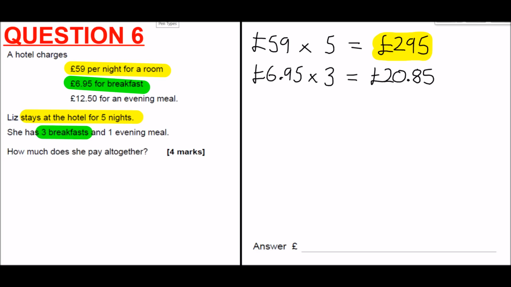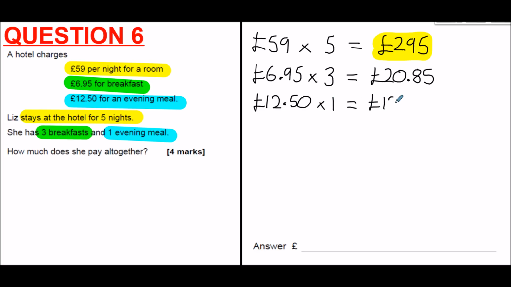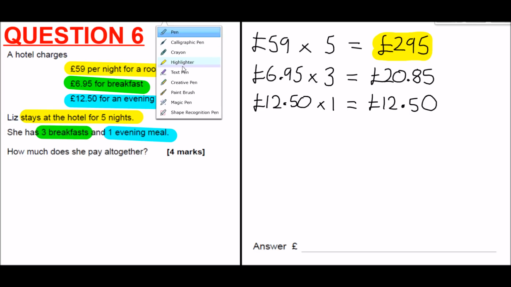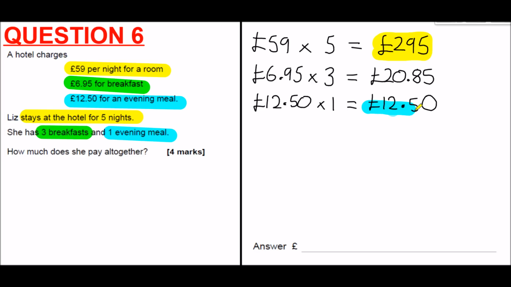And the final thing it mentions is that she also has an evening meal. She only has 1 evening meal, which costs her £12.50. So that's £12.50 multiplied by 1. We can just leave it as £12.50. So there's the cost for the evening meal, and the middle one was the cost for her breakfast.